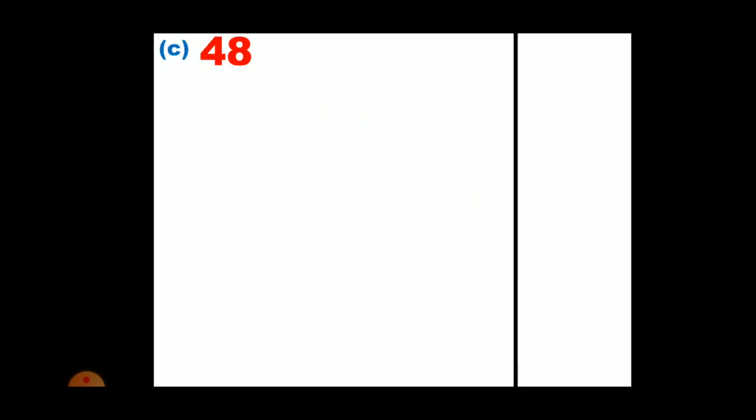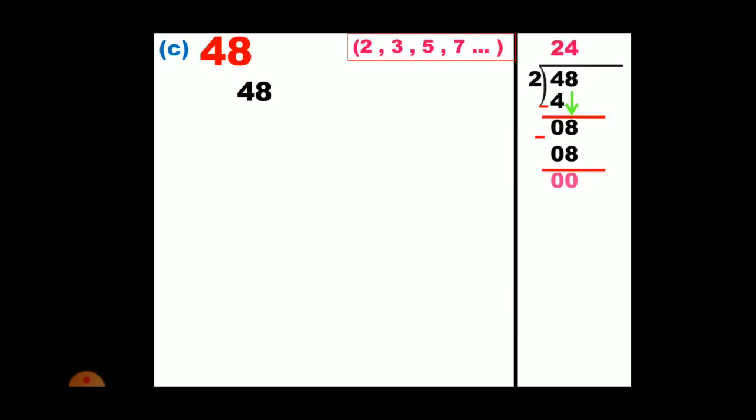First example is 48. Students, remember the prime numbers, that is 2, 3, 5, 7 and so on. Our first step is to divide the number by the smallest prime number, that is 2. So when we divide 48 by 2, we'll get 24. So our first two factors are 2 and 24.